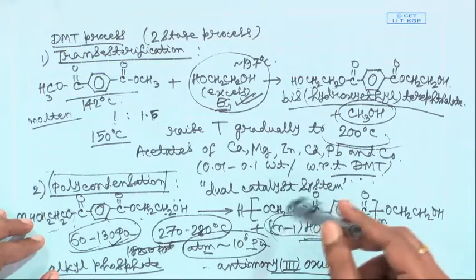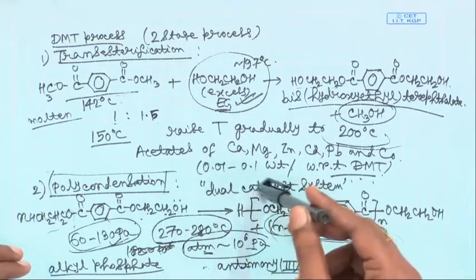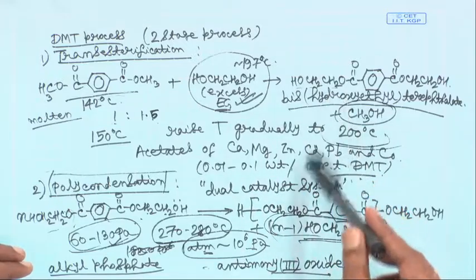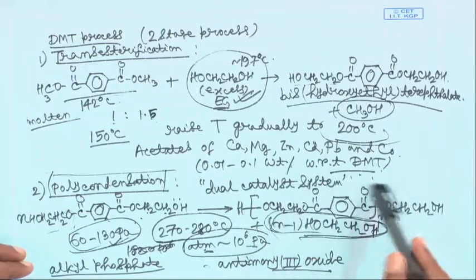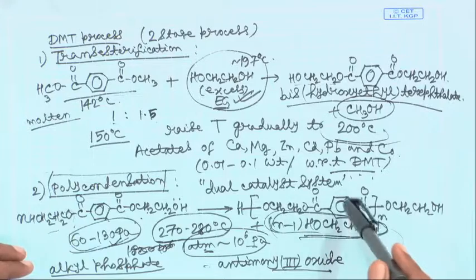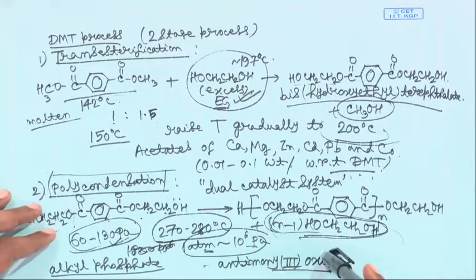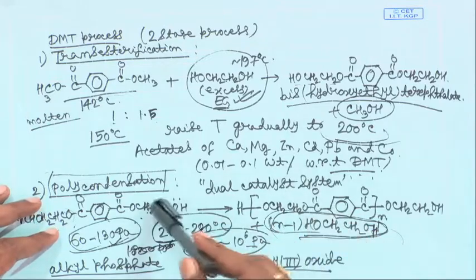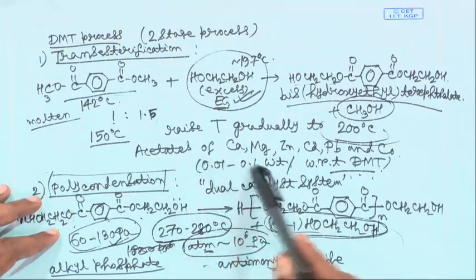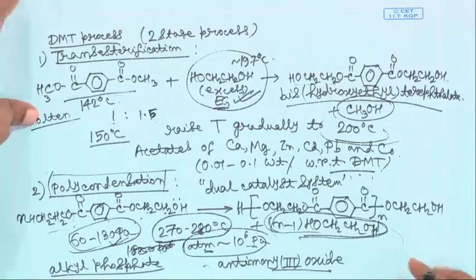You use alkyl phosphate to destroy that catalyst, because the presence of that catalyst will reduce the thermal stability of your product PET, and you add antimony oxide as a fresh catalytic system, fresh catalyst for the polycondensation reaction. That is why it is called a dual catalyst system that you are employing.